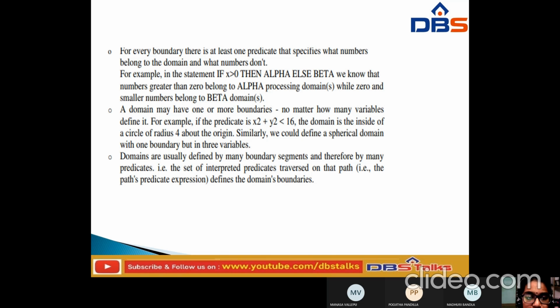Similarly, we could define a spherical domain also with one boundary in three variables. So from this we can say that domains are usually defined by many boundary segments, and therefore by many predicates, that is, a set of interpreted predicates or traversed paths. This holds no matter how many variables define it.